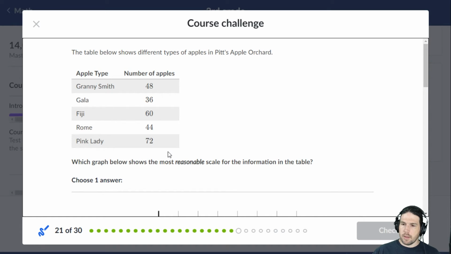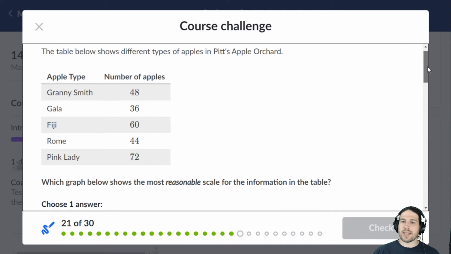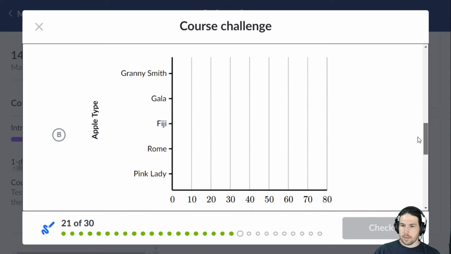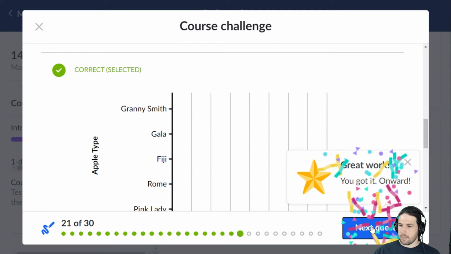For this, be thinking about what scale you would use for this graph right here. If you were going to make a graph, what would the best scale be? I can't show you all 4 of the answers, sadly. Well, I'd say ending at somewhere around 75 or 80 would probably be the best way to go. So B is the one to go with.